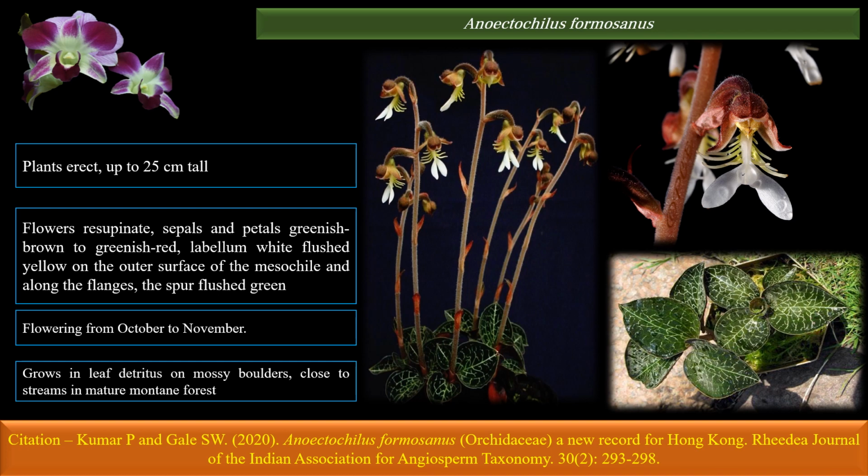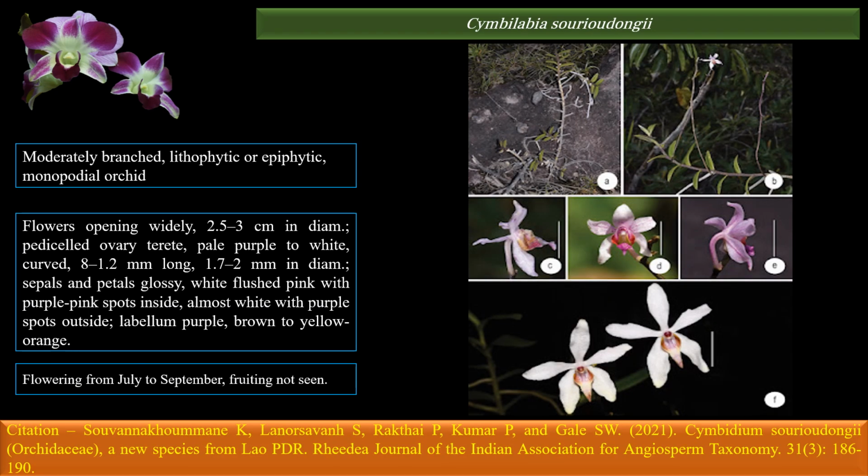But if you want to know more about it, you can go through this citation. The flowering period is from October to November, and it grows in leaf detritus on mossy boulders close to streams in mature montane forest. So this is the habitat where you can find it. Now let's move to our next orchid species, Cymbidium soridungii.